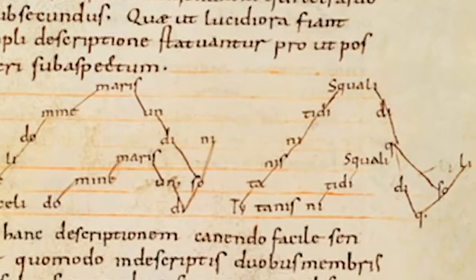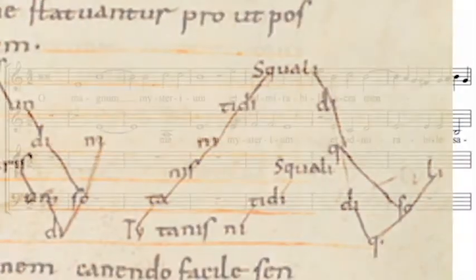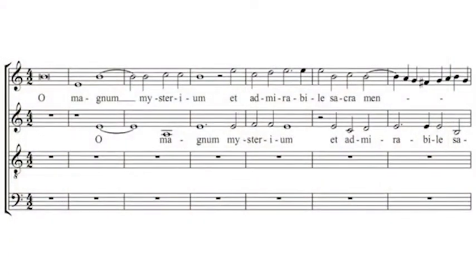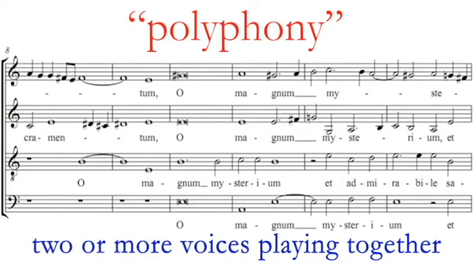So who invented these rules? Where did they come from? No one person can take credit for this. In fact, the rules for part writing, as we call them, were really the products of centuries of evolution that extend all the way back to the very beginning of what we call polyphony. The word polyphony simply means that more than one voice or instrument is playing or singing at the same time.